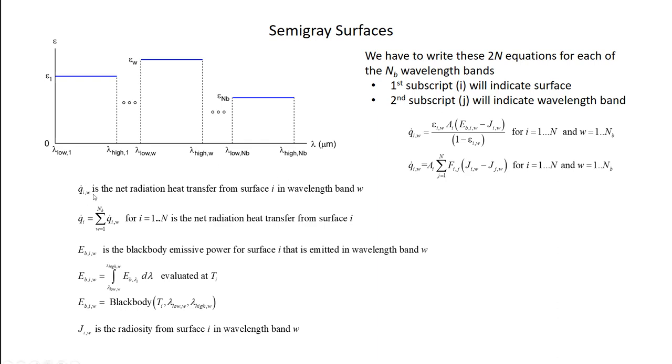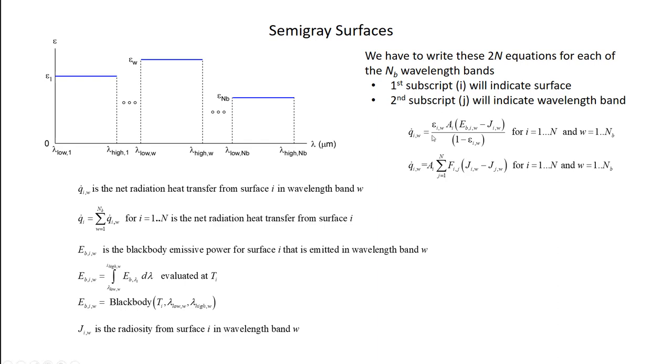Well, I have to take the value that occurs in each of these wavelength bands and I have to add them all together, right? So Q dot I, this is the net radiation heat transfer from surface I, is the sum over all of the wavelength bands of Q dot IW. Right, so from 1 to n sub b, I sum these up. And it's kind of cool, actually. You'll see sometimes that in some wavelength bands, your surface has a net radiation heat transfer from it, whereas in other wavelength bands, it might have a net radiation heat transfer to it, right? But you add them all up, and that's the net radiation heat transfer from surface I.